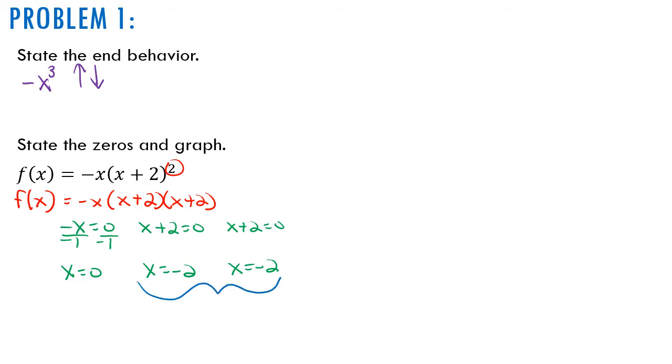Now here we have the same 0 repeating itself an even number of times. There are 2 of them, which is an even number. So when we graph this, when we hit -2 on the x-axis, we're going to bounce off that point. If I draw my x and y-axis, I label my x-intercepts. I have a point at 0. I have a point at -2.